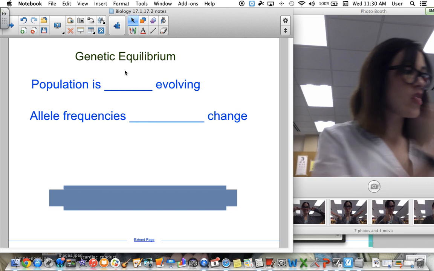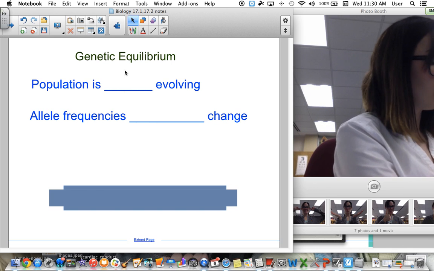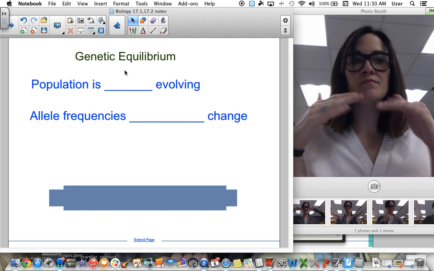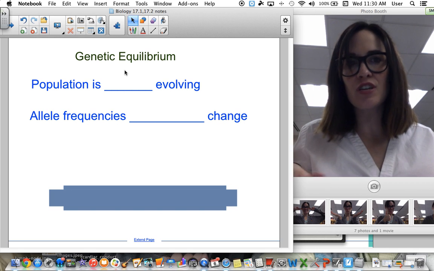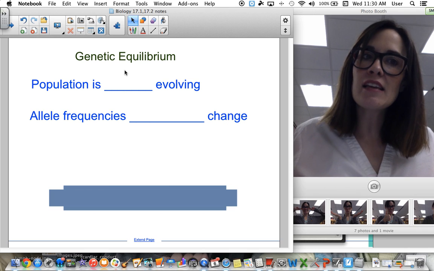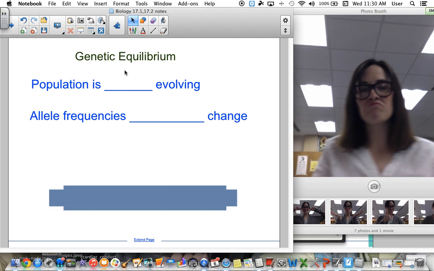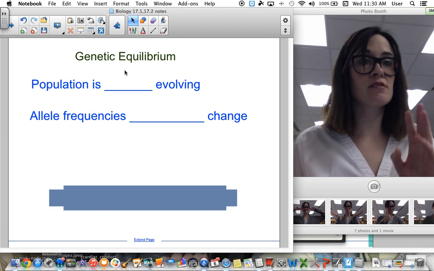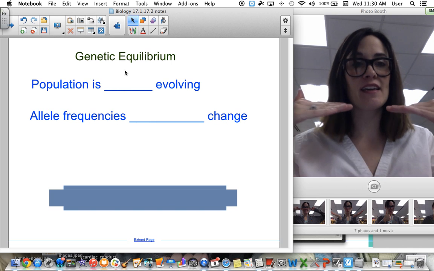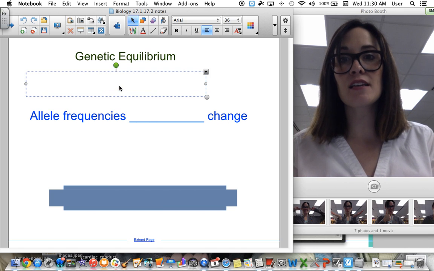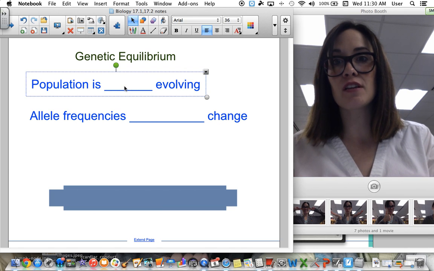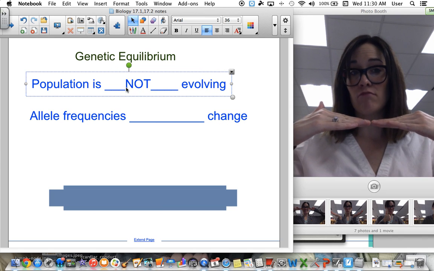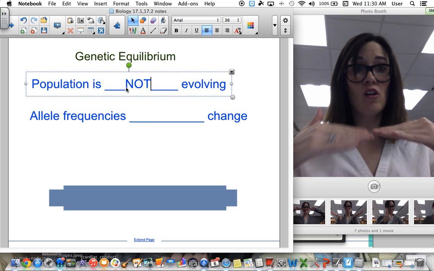Okay, now we're going to talk about something called genetic equilibrium. When I say equal, or the equal part of the word, it should make you think of things being fair, things not changing, kind of like homeostasis, a steady state. If a population, whether it's lizards, humans, or insects, is in genetic equilibrium, that essentially means that population is not evolving. It's not changing, okay? Not changing at all in any way.